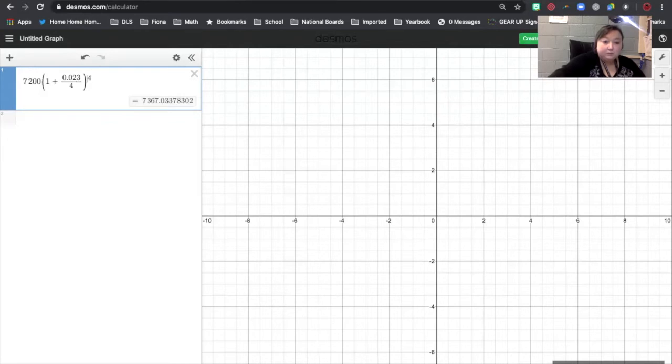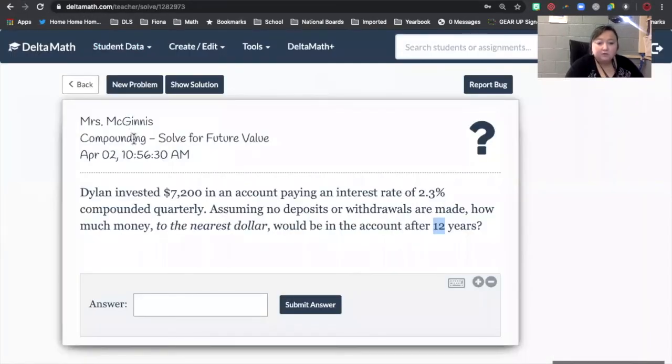And I'm going to put parentheses, and now when I do times 12, it keeps all of that in the exponent for me. And I can see here that my answer is 9,481, and it was 0.007. Again, going back to the problem that we were working on, it does say to the nearest dollar. So we want to round that to a whole number.